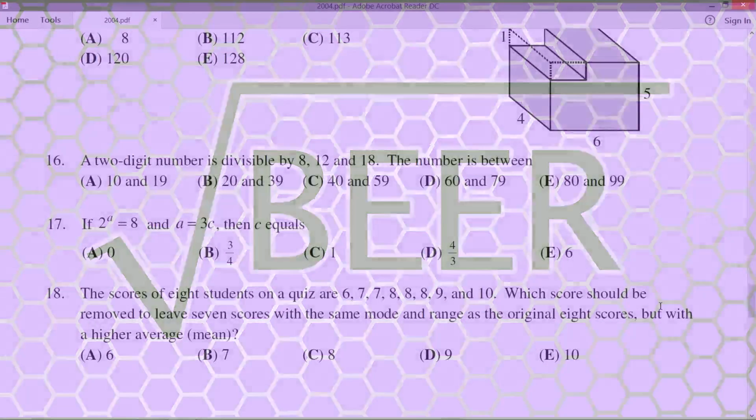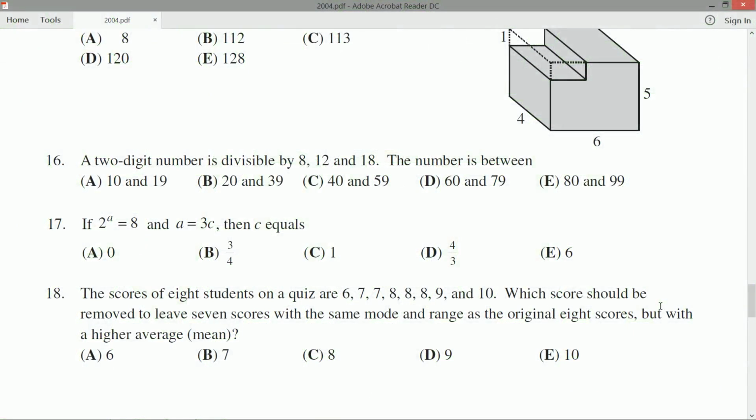We're looking at question number 16 on the 8th grade level Gauss competition from 2004. A two-digit number is divisible by 8, 12, and 18. The number is between, and then we have a range of numbers, and it looks like we have all possible two-digit numbers expressed in this range. Okay. So, what are we to do?